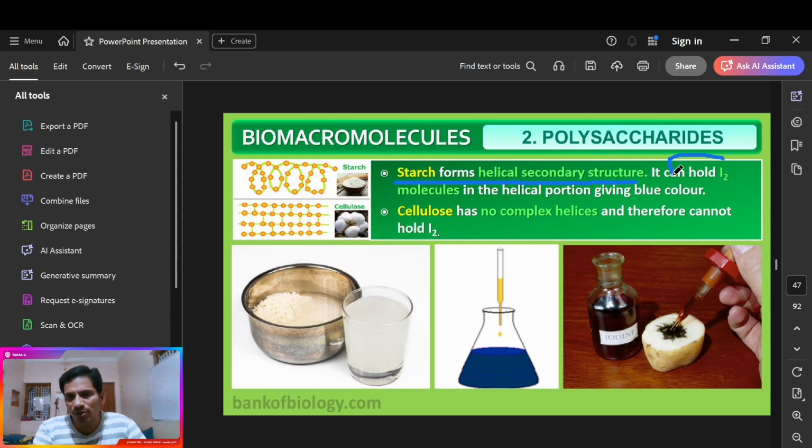Cellulose has no complex helix, therefore it cannot hold iodine. Why does starch hold iodine? Because it has a helical structure, and that helical portion gives the blue color. But why does cellulose not hold iodine? It does not have any helix, right? The iodine test is often used for the presence of starch, right?